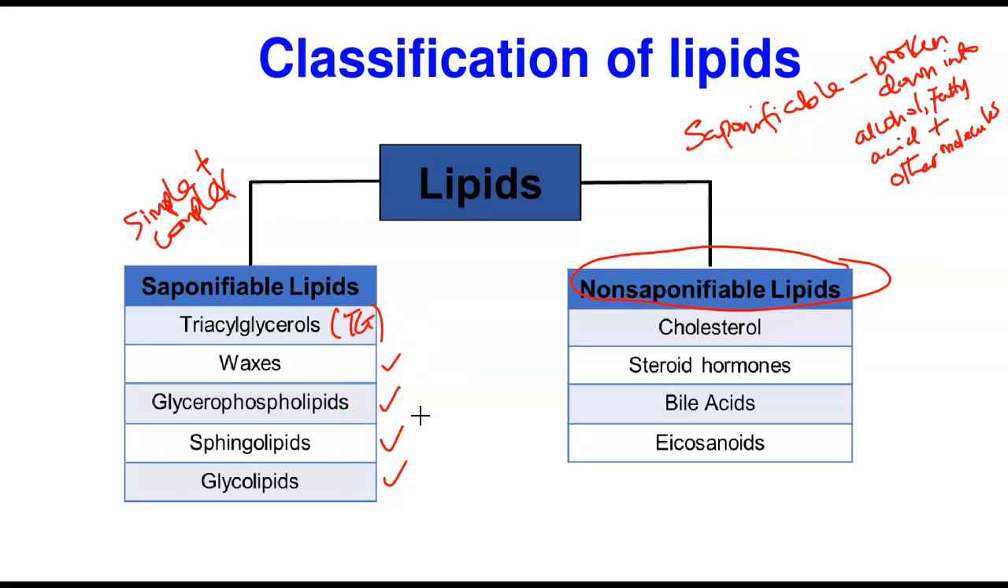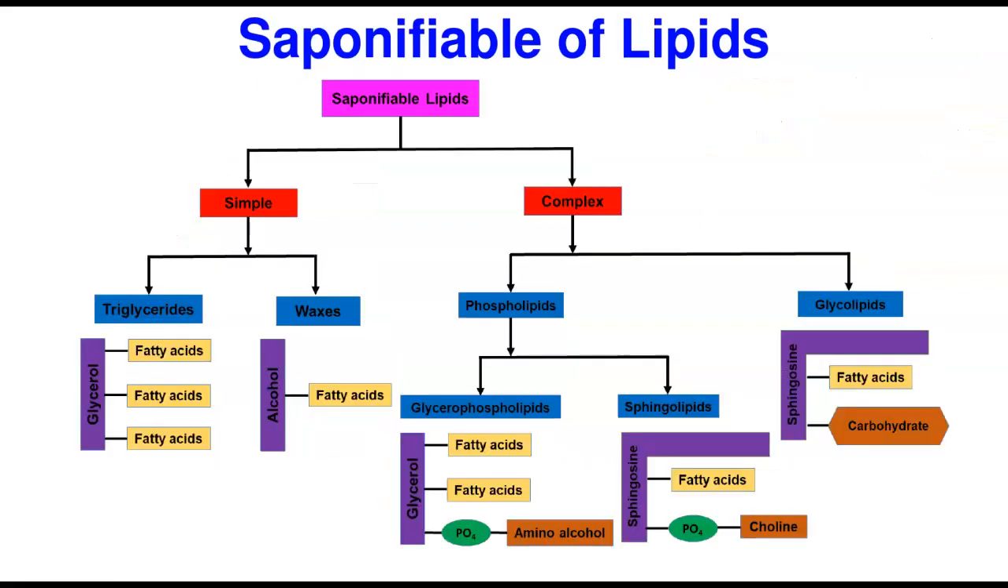Whereas those ones that cannot be broken down are usually the steroids. They are those ones that we put in those special classification: the steroid hormone, the bile acid, and then the eicosanoids. And then it went further to show you a graphic display of saponifiable lipids.